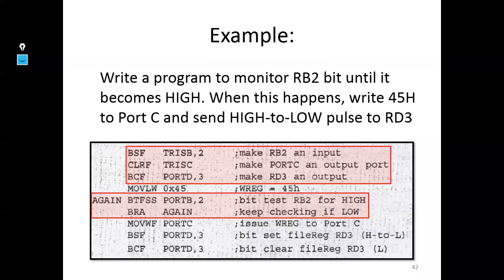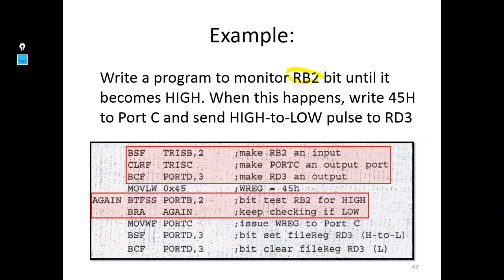Write a program to monitor RB2 until it becomes high. So monitor, yani you have to keep monitoring. So you have to keep checking B2. When this happens, write 45 to port C and send high to low pulse to RD3. So here we have an example in which we have to monitor RB2.